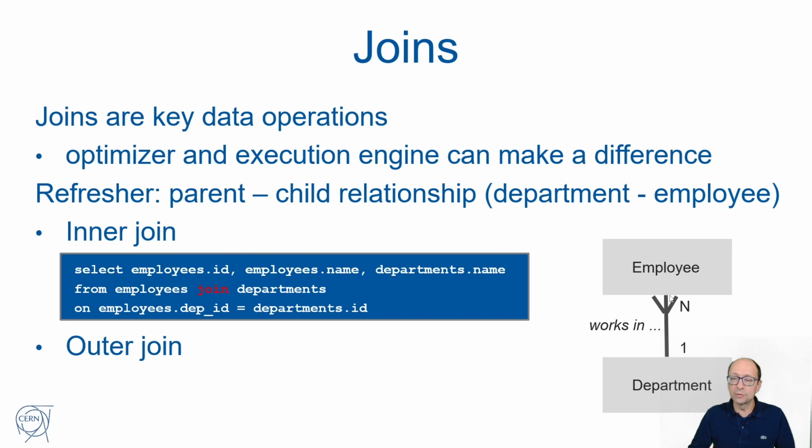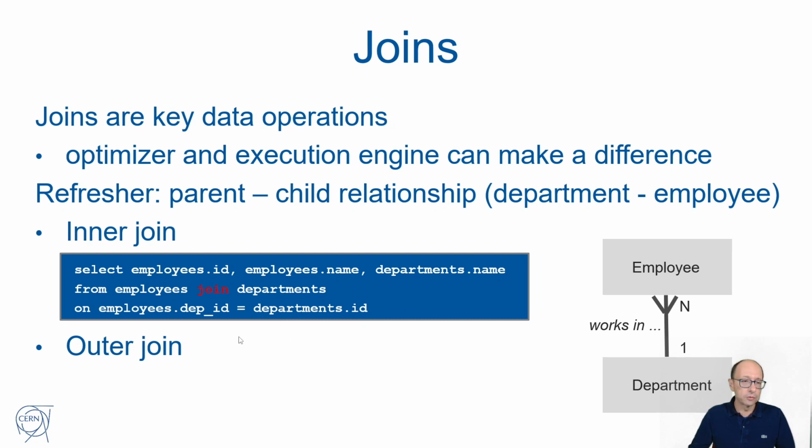Here we have 2 tables, employee and department, with a relationship 1 to many. So an employee is in one department, and one department can have 1 or more employees. And then we have a select, where we select the employee ID, the name, and the department name. And we get this information from 2 tables, so we need to join employees and departments. And there is a joining expression, which is the department ID on employees is equal to the departments.id.